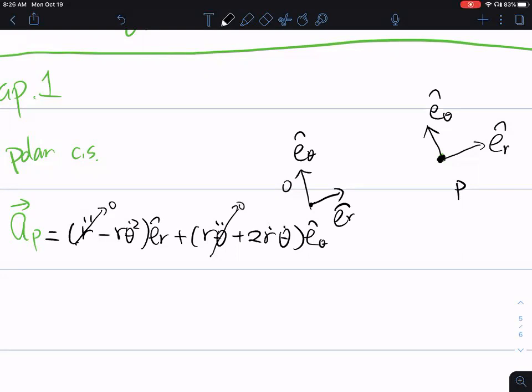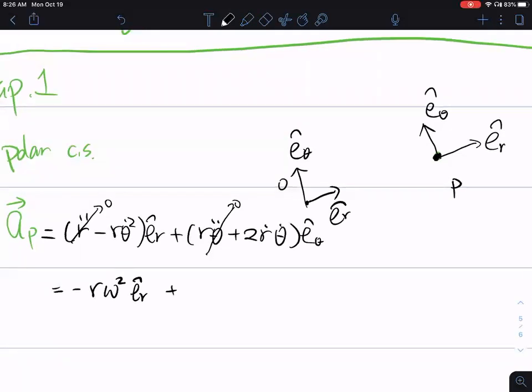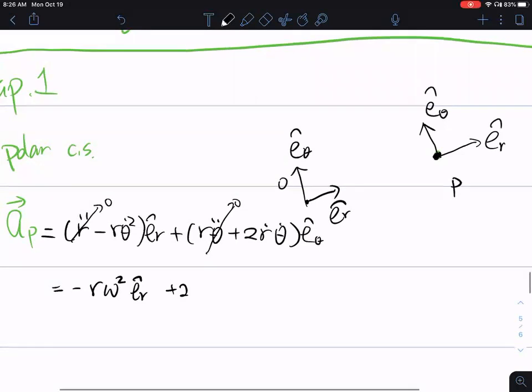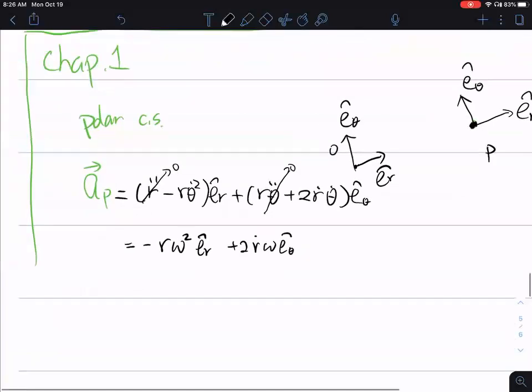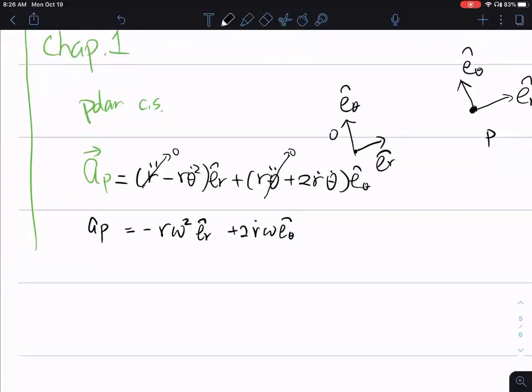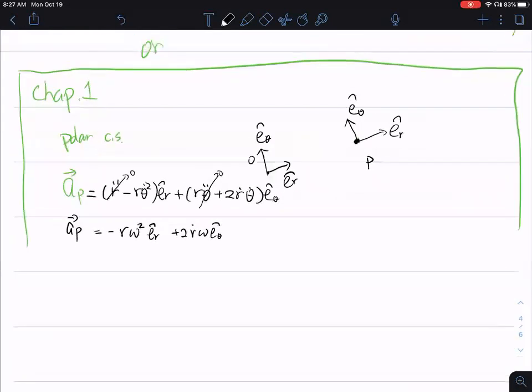Okay, now we can put in the things we know. Negative R omega square ER hat, plus 2 R dot omega E theta hat. Okay, now we're done with chapter 1. We can also write out the vector form for our particle P in acceleration. Should we do a comparison?